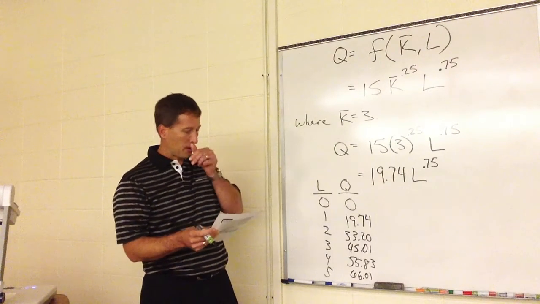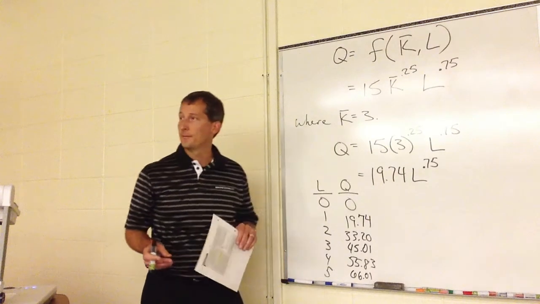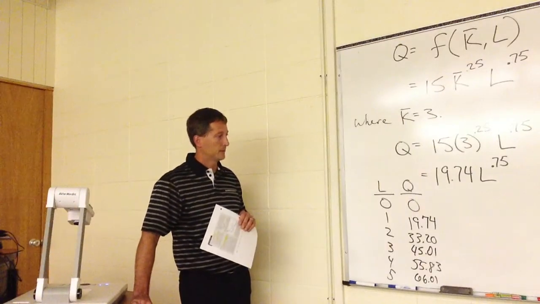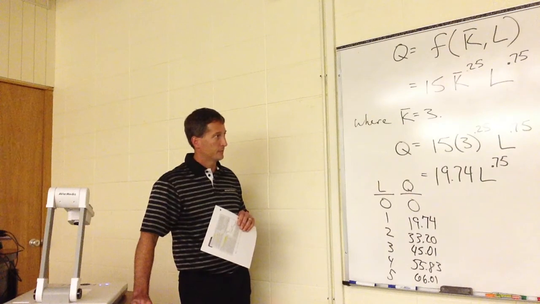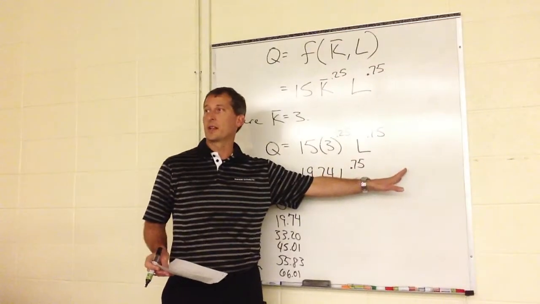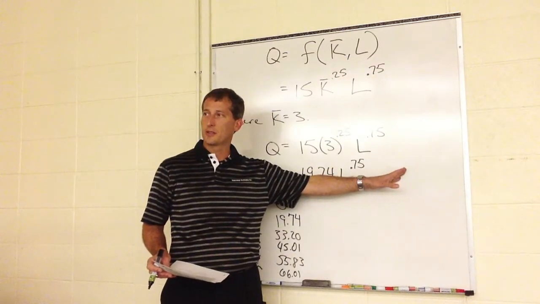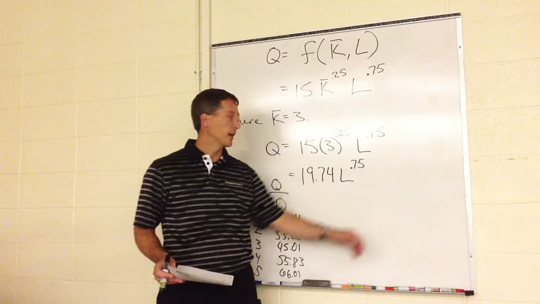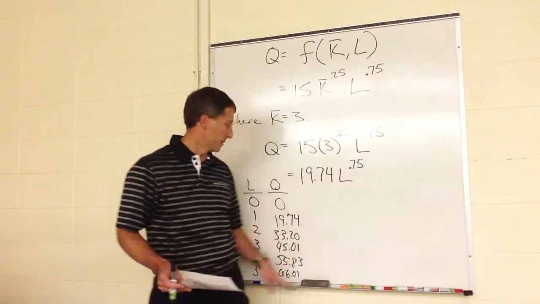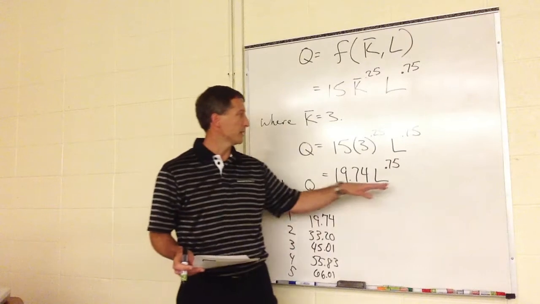When you did that, did you take the L to the 0.75 and round that first and then multiply it by 19.74? Well, ideally, I don't think there was any rounding, so just let it all play out. Well, I ended up with the same answers as you. Okay. Well, it's only off by a couple. I'm not too worried about it. That's what the key said here.